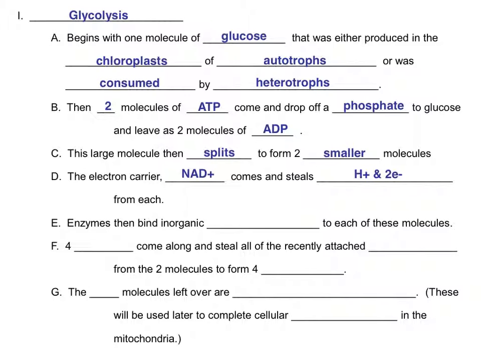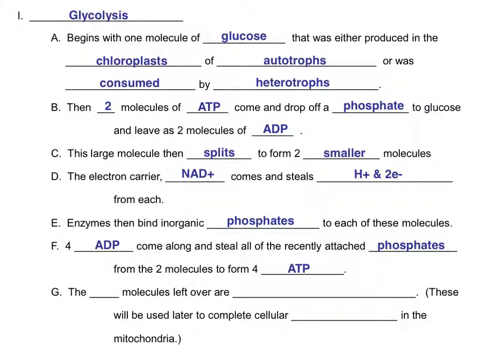So on step D, the electron carrier, NAD positive, comes and steals hydrogen and 2 electrons from each of the smaller molecules, and then leaves as 2 NADHs. Now at this point, we're going to continue with kind of a weirdo step. We're going to bring in some phosphates, but these phosphates didn't originate in ATP. They're inorganic phosphates that are just in the cytoplasm, and they attach to each of these 2 smaller molecules as well.